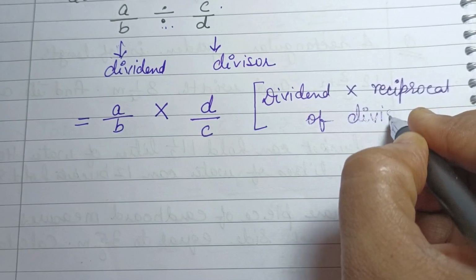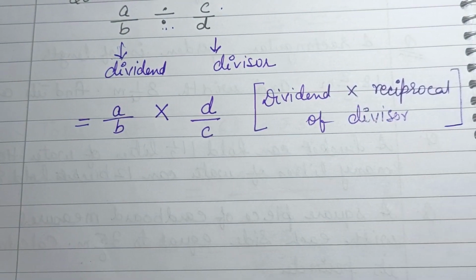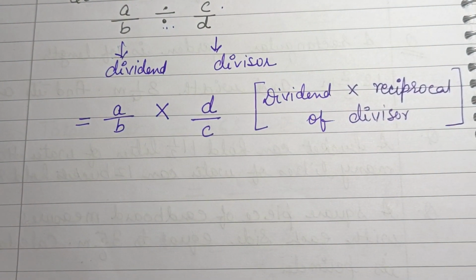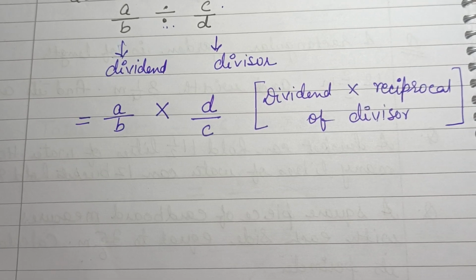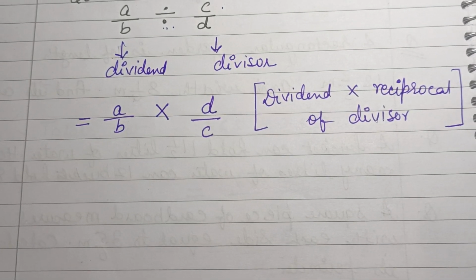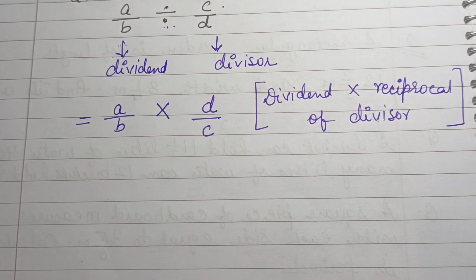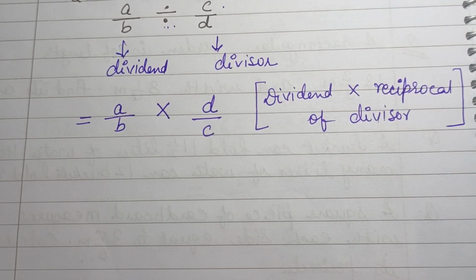So this is the way you can solve the fraction. This rule you have to apply in all the fractions which are in division. आपको सिर्फ और सिर्फ रेसिप्रोकल लेना है डिवाइजर का, ठीक है, और डिवीजन साइन को आपको चेंज कर देना है आफ्टर टेकिंग द रेसिप्रोकल इनटू मल्टीप्लिकेशन साइन.